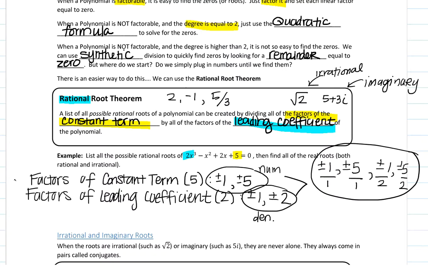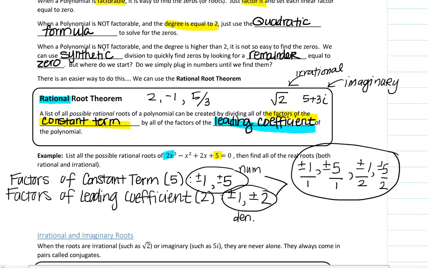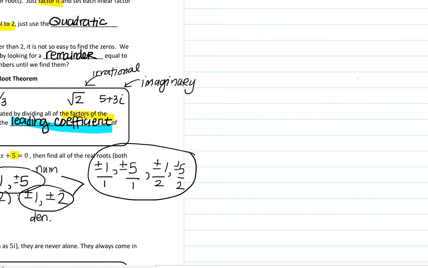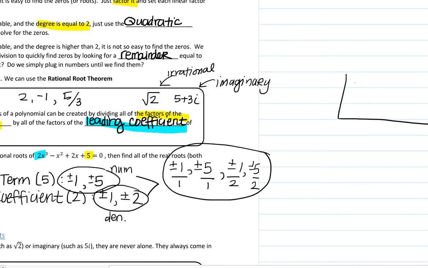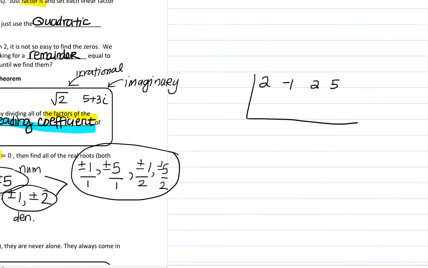So now what we're going to do is test them. I'm not going to have a lot of room over here. You can do this on scratch paper. So I'm going to go over here and do synthetic division. Looking at my coefficients, they are 2, -1, 2, and 5. And I'm just going to pick one of these 8 numbers. I'm going to start with, how about, just keep it simple, 1?